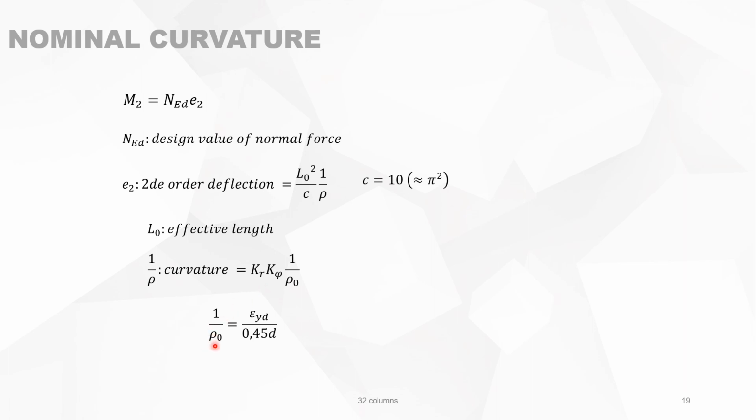1 over r0, again, is a strain divided by a distance to the neutral axis. So it is here defined by the strain in the steel divided by 0.45 times the effective depth of the cross section. And epsilon yd is of course equal to the yield stress divided by the modulus of elasticity of the steel.